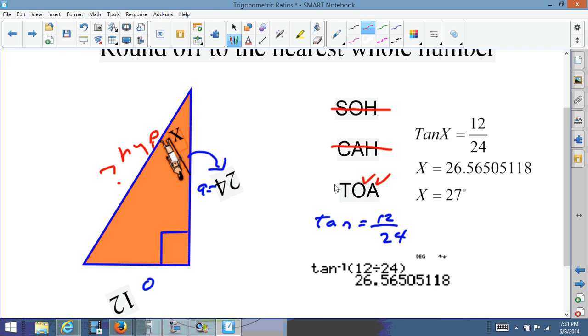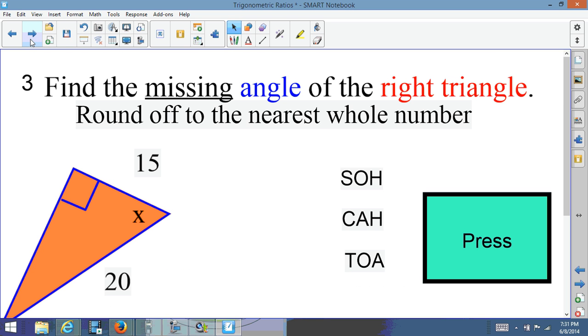So I hope you got something out of this. Here is one example for you to try. Find the missing angle of the right triangle, round off to the nearest whole number again, and we notice we have it turned upside down, so try to figure out which is which. There's our spelling of SOHCAHTOA, so give it a shot. I think you'll get it.